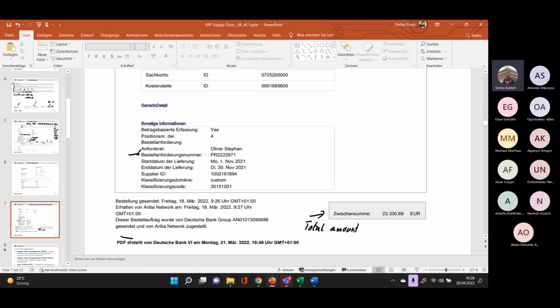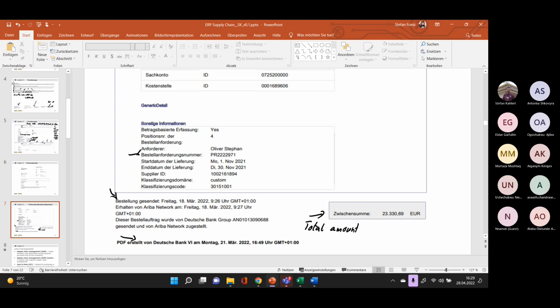And you see here, this is from Deutsche Bank, you see when the PDF was created. It arrives as a PDF document. The reason is that it shouldn't be possible to change it afterwards, and that's why you receive it as a PDF document. And you see here again the timestamps you have in such a PO. And you see the information that it was sent via Ariba network. So this is the system that generates such POs.